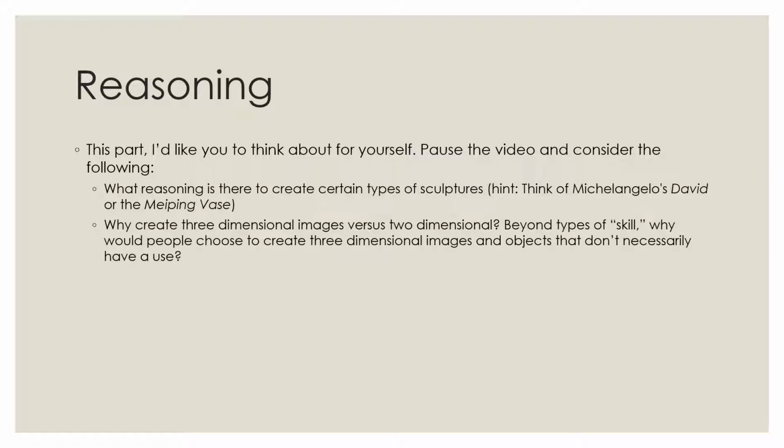Now I'd like you to think about the reasoning. Pause the video and consider the following. What reasoning is there to create certain types of sculptures? As a hint, think of Michelangelo's David or the Meiping vase. Then think about why artists create three-dimensional images versus two-dimensional. Beyond types of skill, why would people choose to create three-dimensional images and objects that don't necessarily have a use?